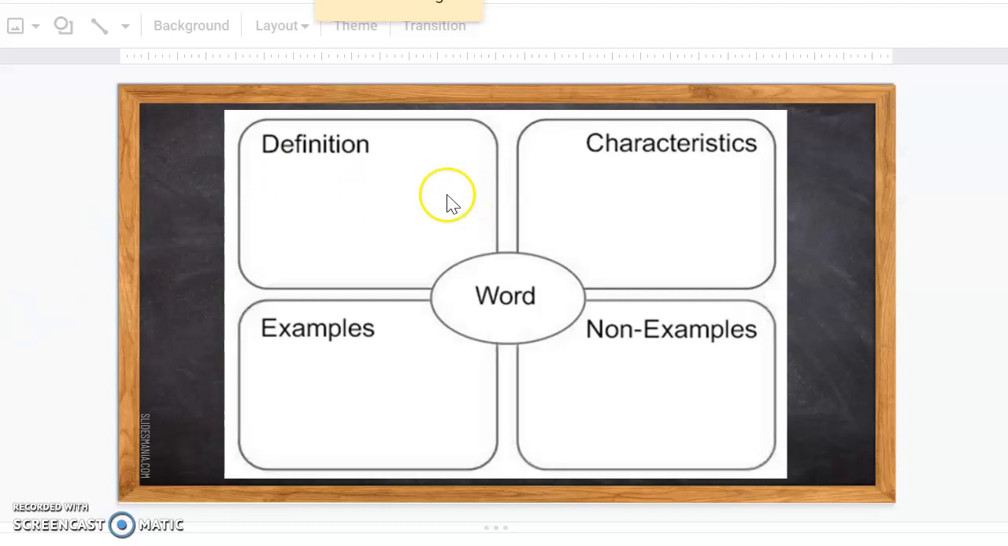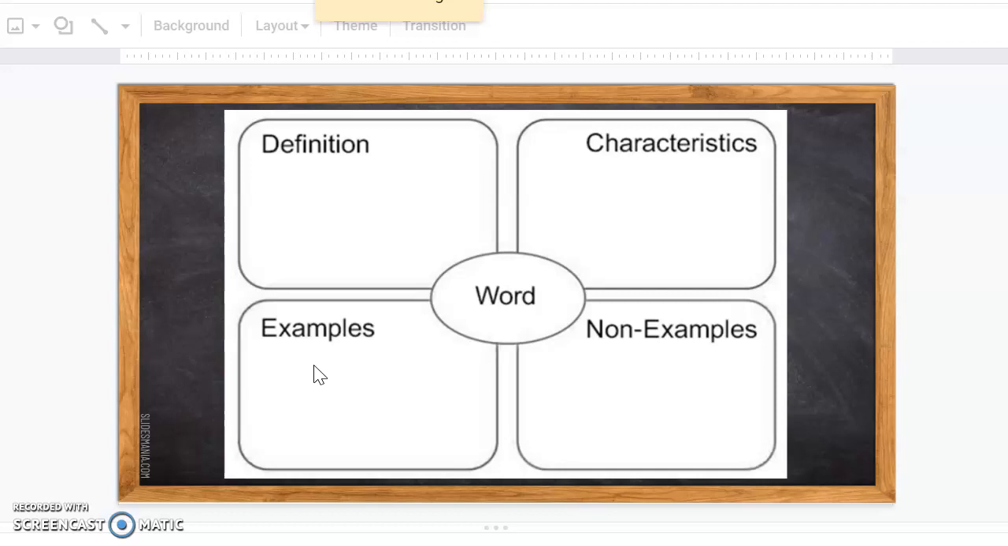So in the upper left-hand corner, you're going to have the definition. In the upper right-hand corner, you're going to have the characteristic of the college. In the bottom right-hand corner, you're going to have non-examples of that college. And then in the bottom left-hand corner, you're going to give actual examples of what that college is.